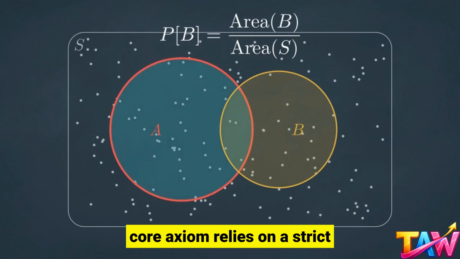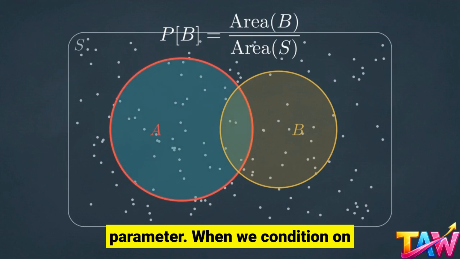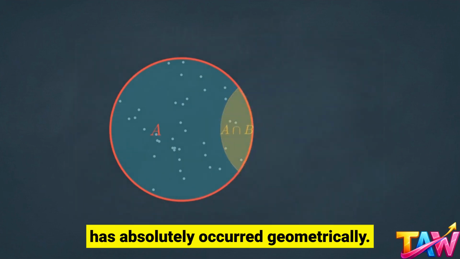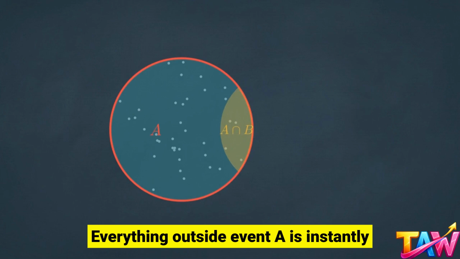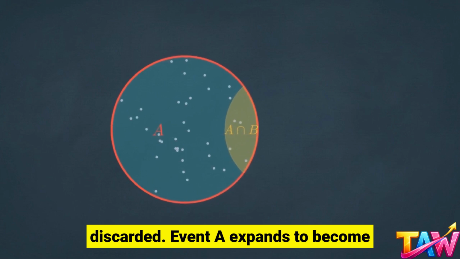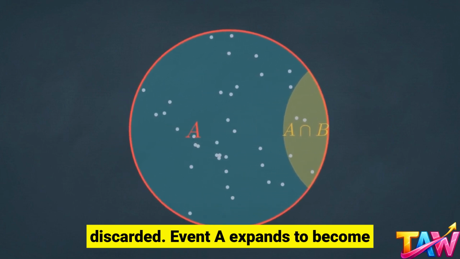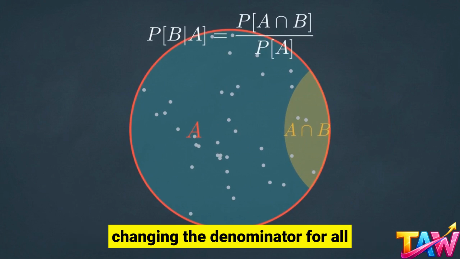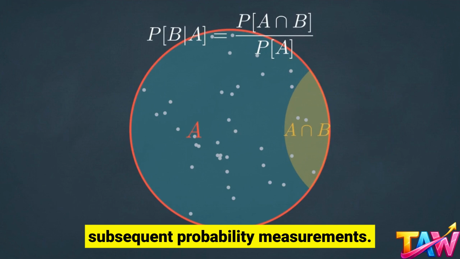But the core axiom relies on a strict parameter. When we condition on event A, we dictate that it has absolutely occurred. Geometrically, everything outside event A is instantly discarded. Event A expands to become the new normalized universe, permanently changing the denominator for all subsequent probability measurements.